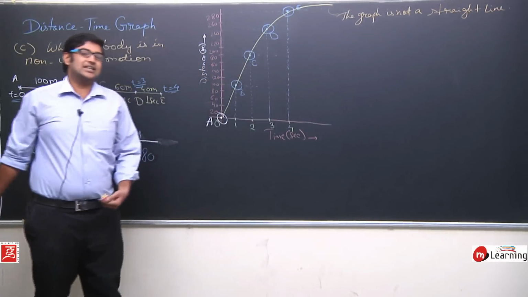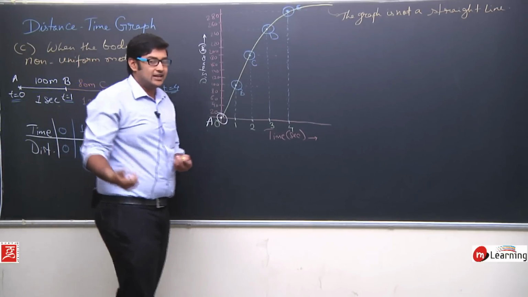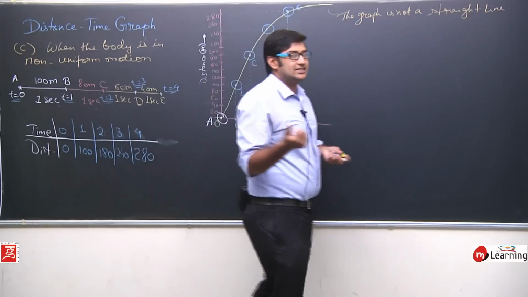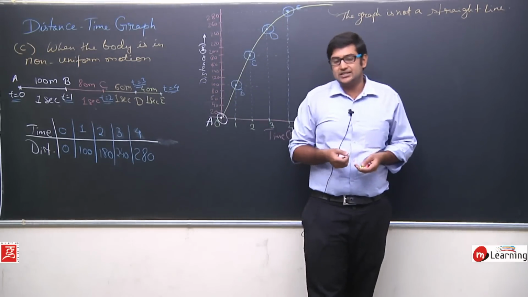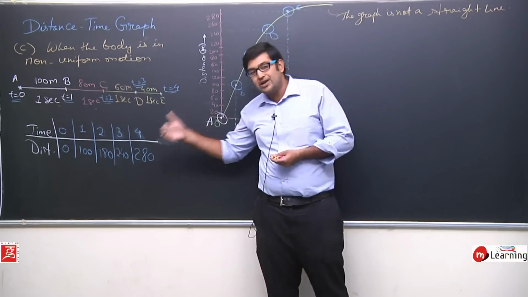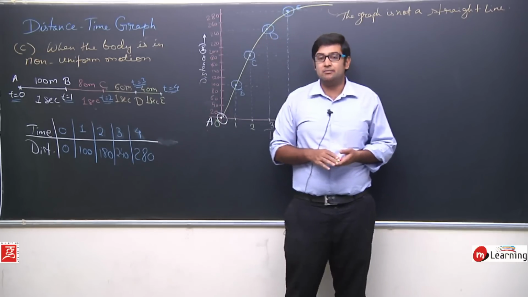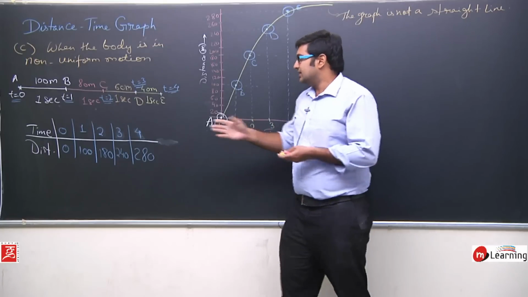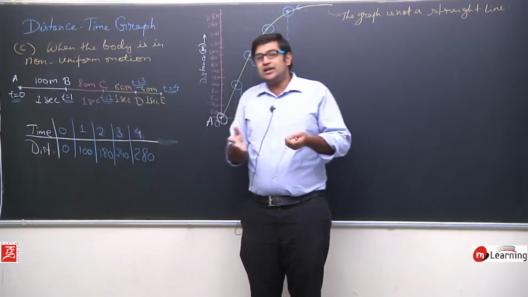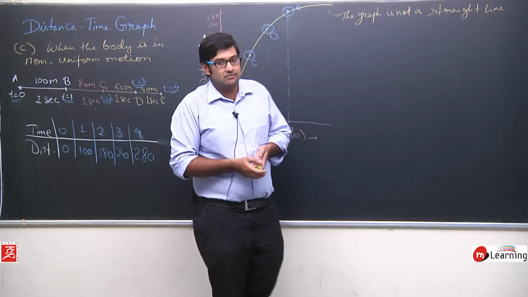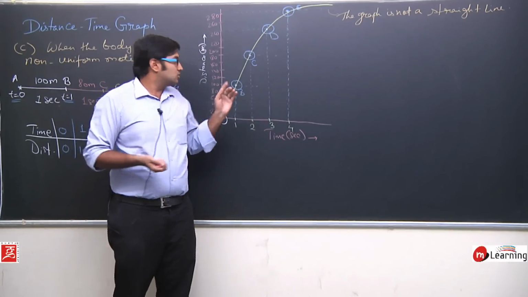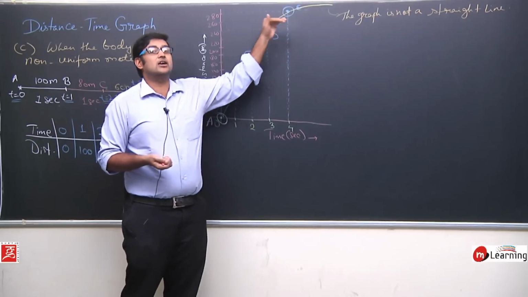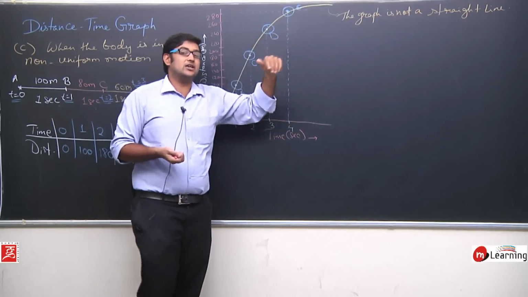Now why is it not a straight line? Because the straight line is in the case when the object is travelling in uniform motion, that is when the object has travelled equal distances in equal intervals of time. But in this case we can see the object is travelling unequal distances in equal intervals of time, that is the object is travelling in non-uniform motion. So the graph is something curved. We call this a curve.